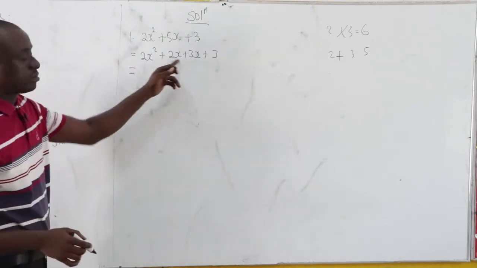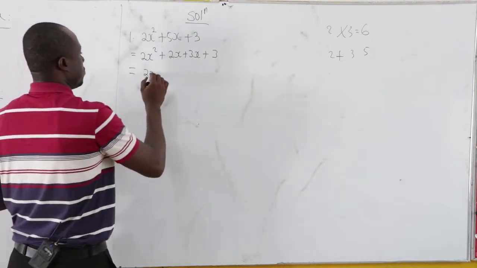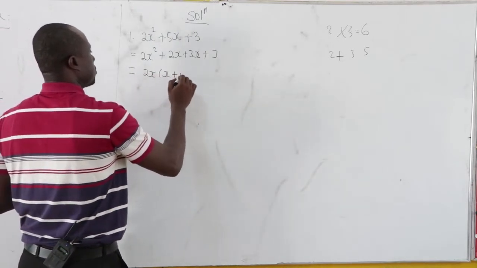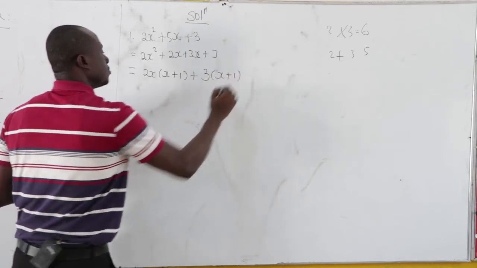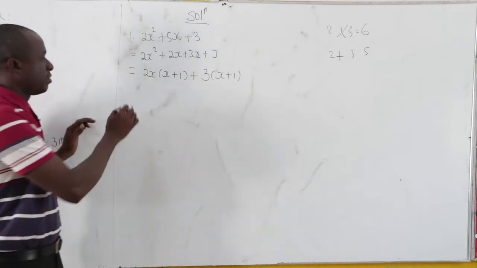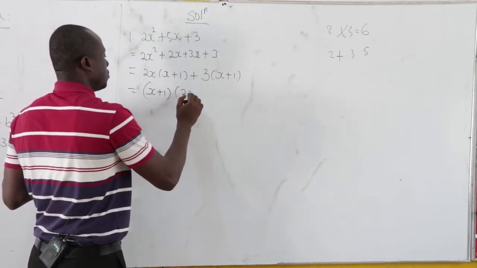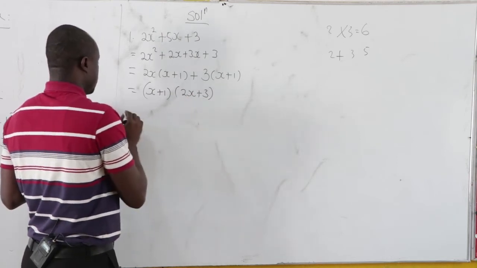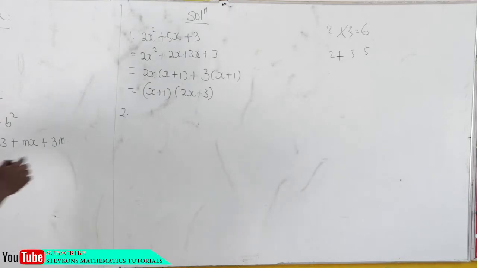Now with this, the common factor is 2x. So we have 2x times x plus 1. And here 3 is common, times x plus 1. You can see x plus 1 is common. Bring the x plus 1 out. So what is left? We have 2x plus 3. Now let's see the second question, which is a past question.